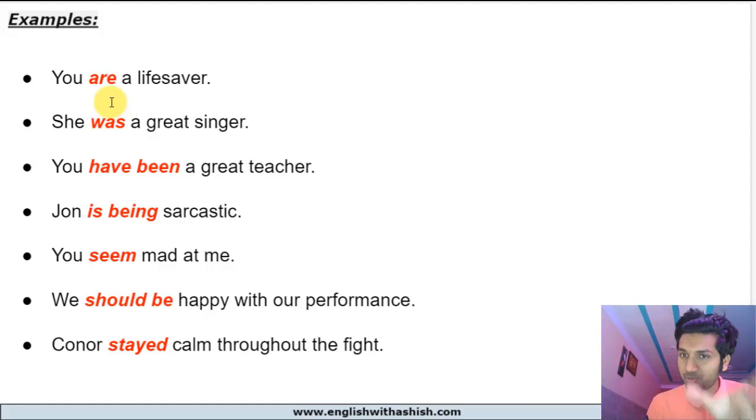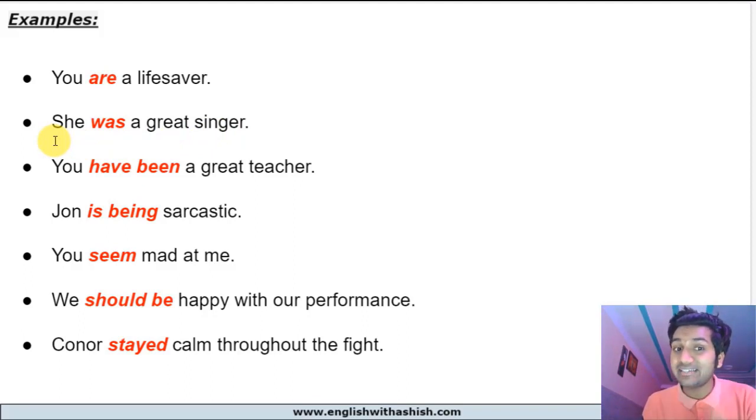And I'm using are to refer to the present time. You are a lifesaver. In the present. I could have said you were a lifesaver, right? If I wanted to refer to the past time. She was a great singer. She equals a great singer, right? So I'm using a noun phrase again to refer to the subject, to give a name to the subject. In the past, she was a great singer.